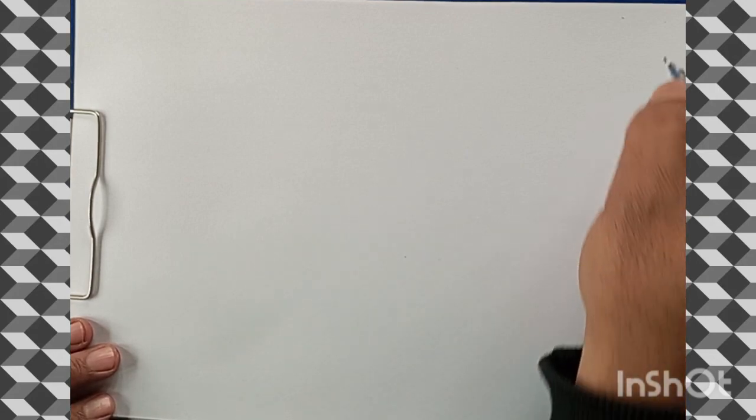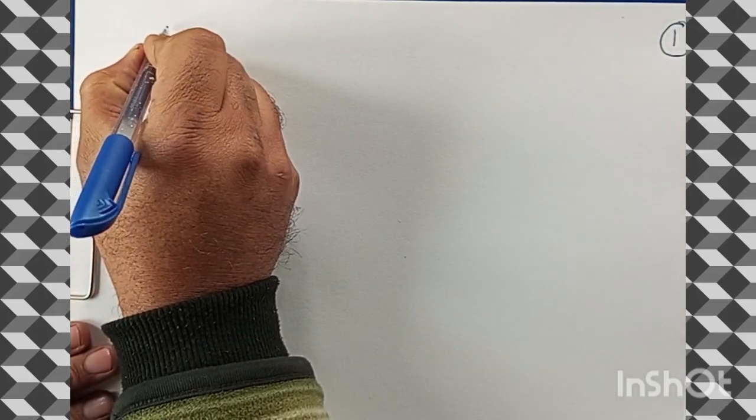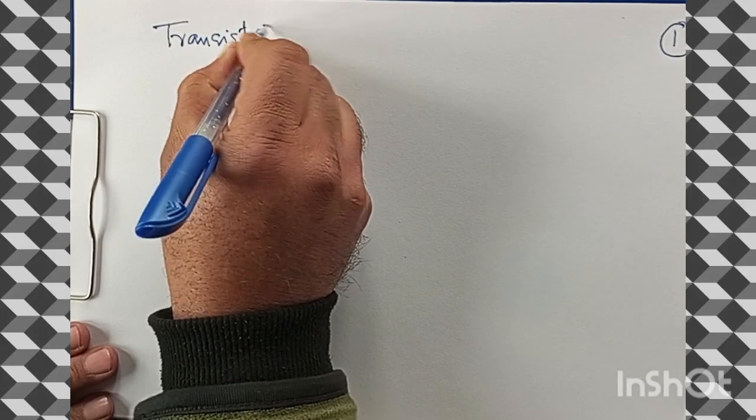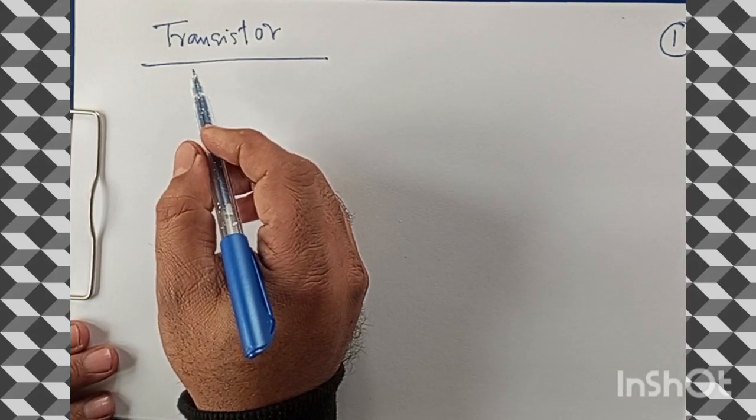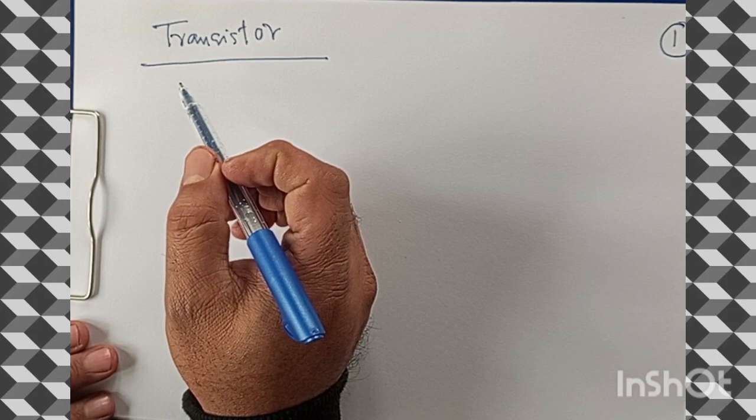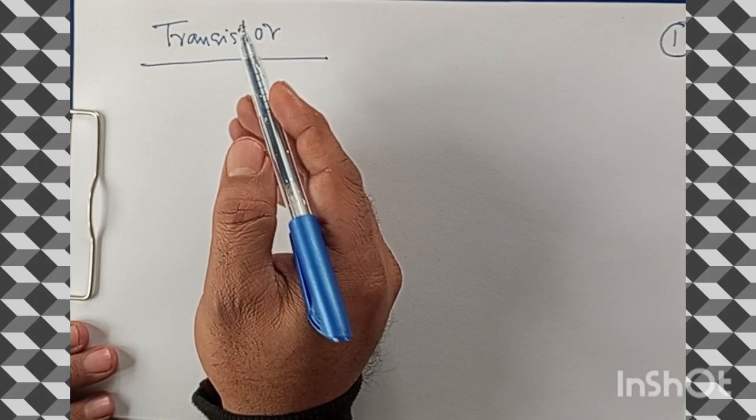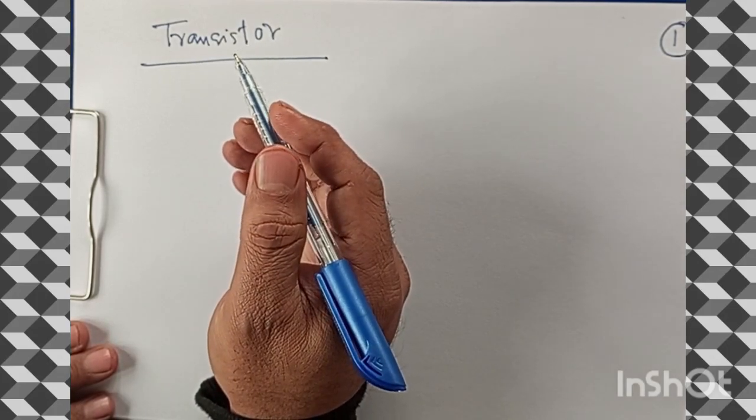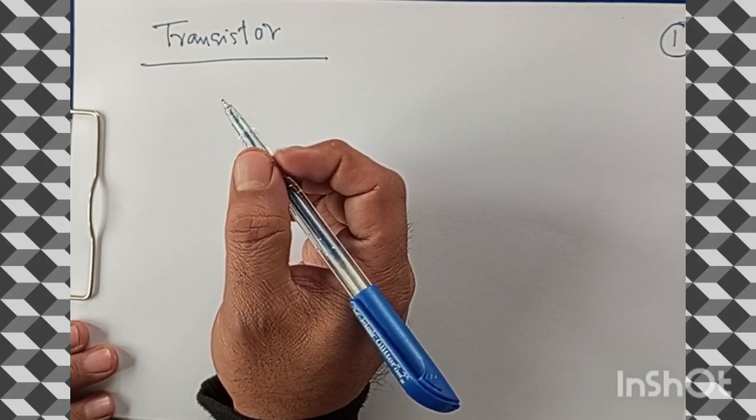Now, in this video, I'll be introducing you to the device known as the transistor. This transistor is a three-terminal semiconductor device, and it's very much analogous to the vacuum triode. This is why it is sometimes termed a semiconductor triode.